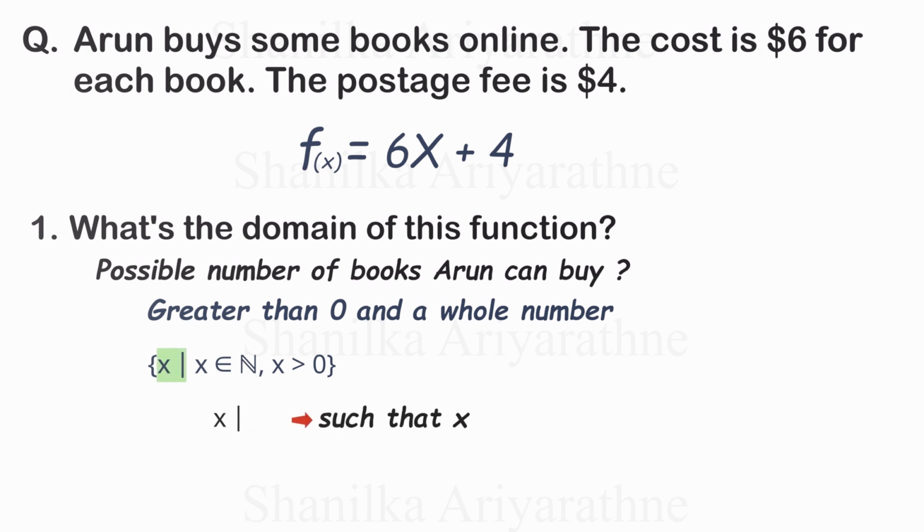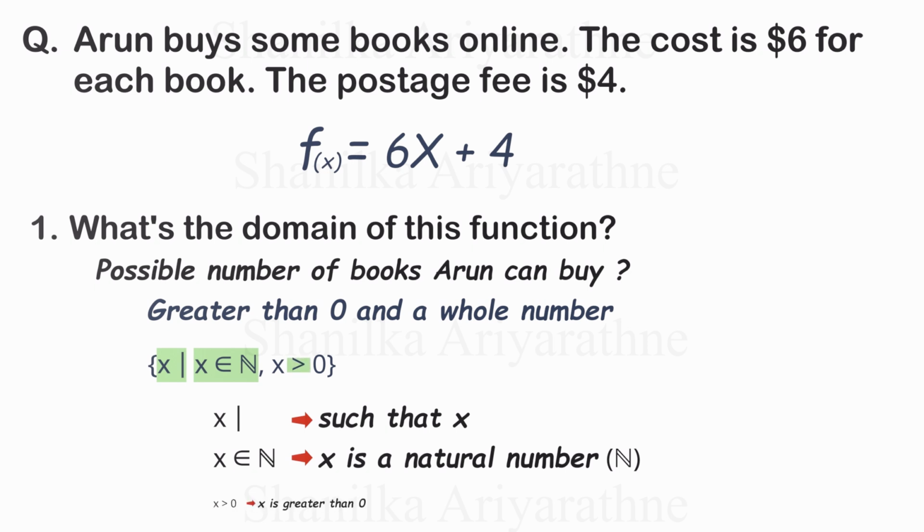This can be read as "such that x." This part indicates that x is an element of the set of natural numbers, N. The symbol means "is an element of." Now, the set of natural numbers typically starts from 1, but some consider it to include 0 as well. To be precise, we add another condition. This extra condition refines the set further, stating "and x is greater than 0." So only elements that are both natural numbers and greater than 0 will be included in the set.